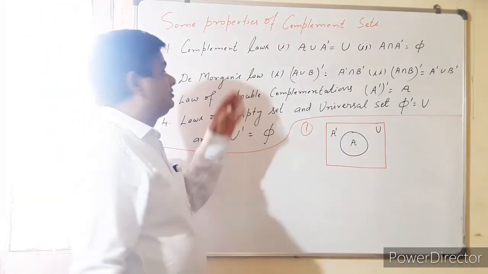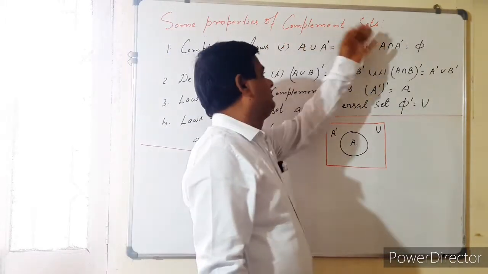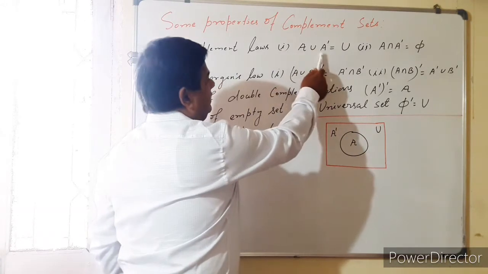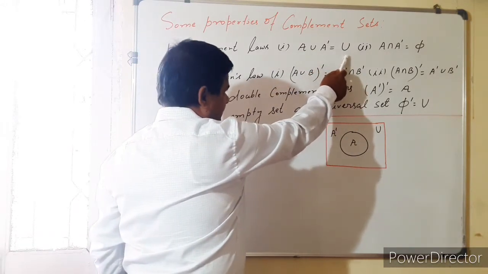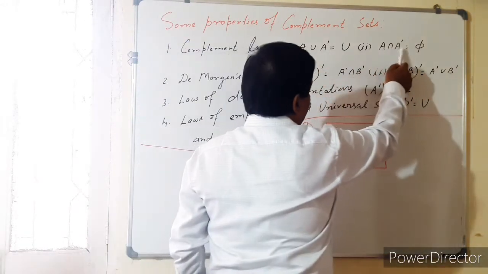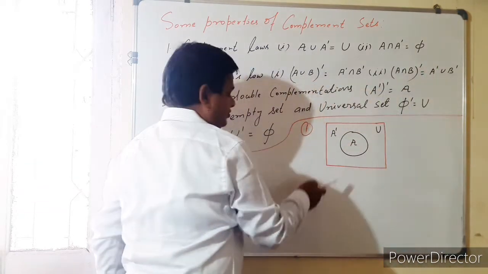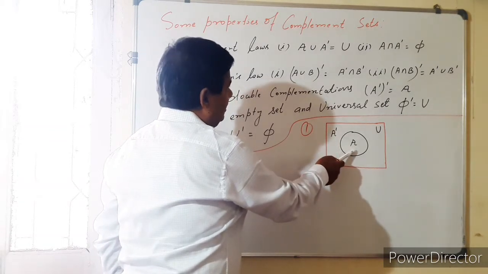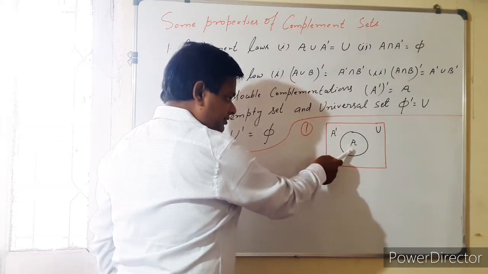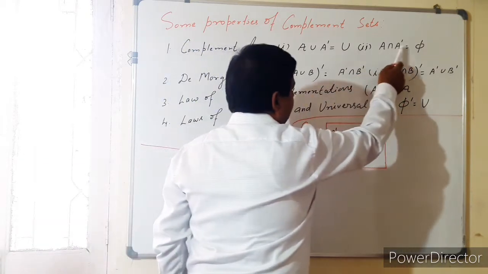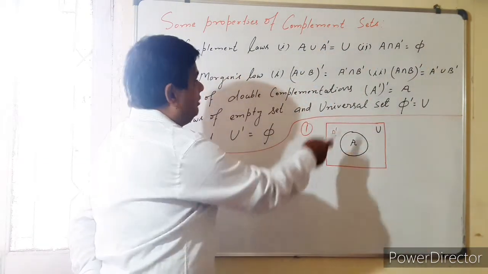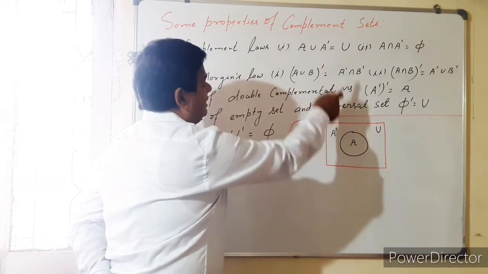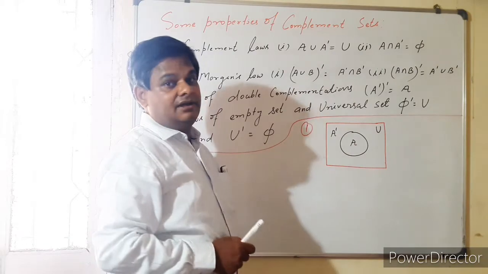Today I am going to discuss some properties of complement sets. Complement laws: A union A dash is equal to the universal set, and A intersection A dash is equal to phi. See here, A dash and A both are disjoint sets. That's why A intersection A dash is equal to phi. When you combine the sets A dash and A, you will get the universal set.